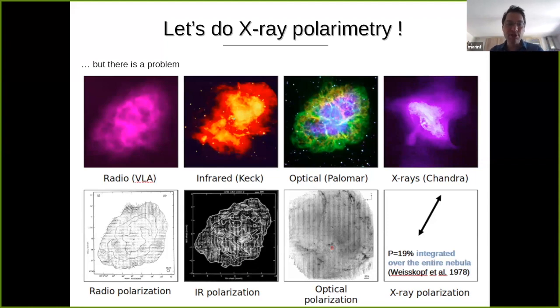And the same object has been observed in polarization in the radio, in the infrared, in the optical, but in the X-rays, it was only observed in the 70s, and we only got one total flux, one integrated measurement over the whole field of view, no imaging, only one point at a few keV. And this is due to the fact that we never had an X-ray polarimeter since the 70s. And the 70s polarimeters were only sensitive enough for the Crab Nebula. That's all.